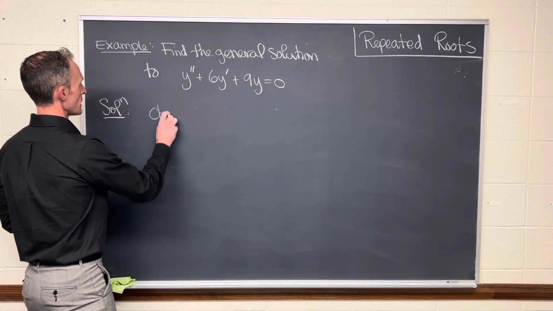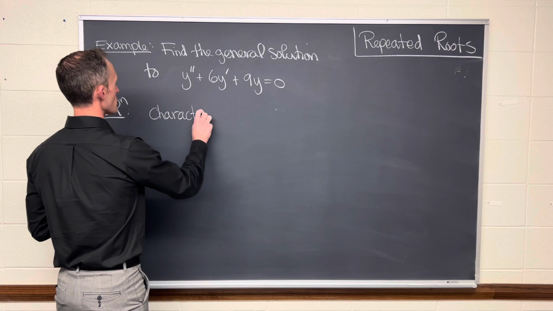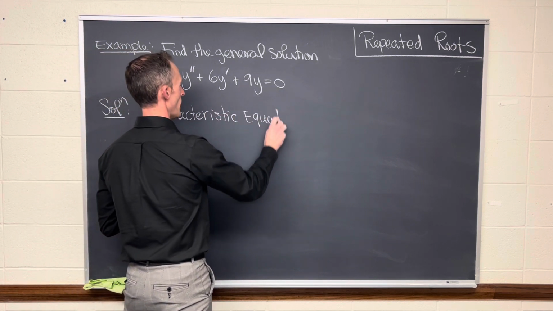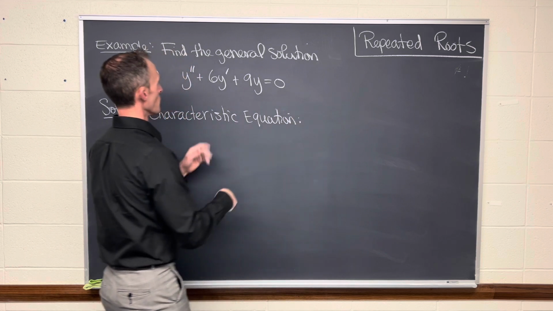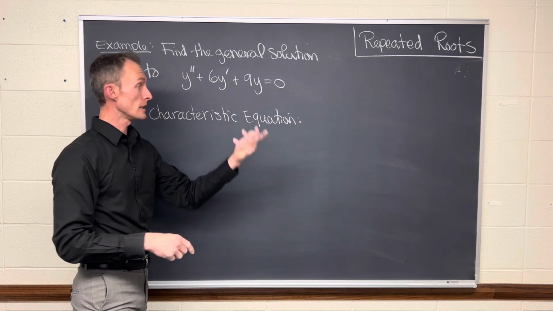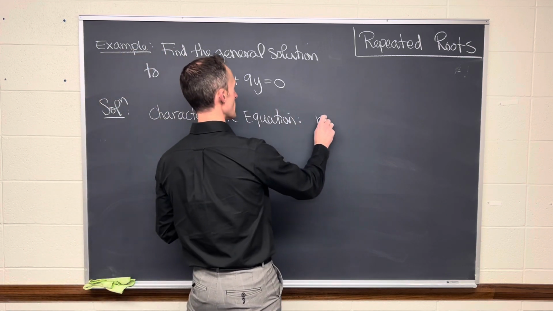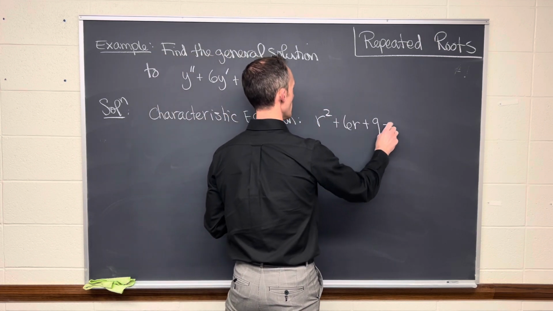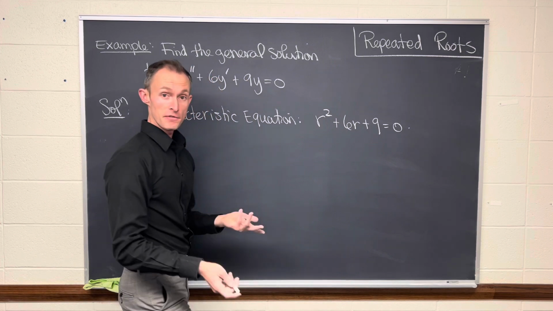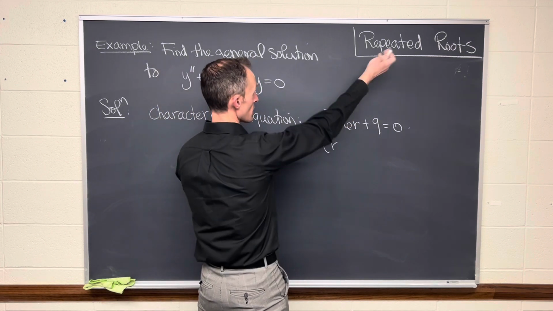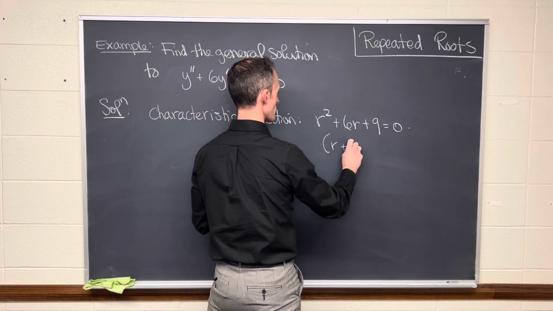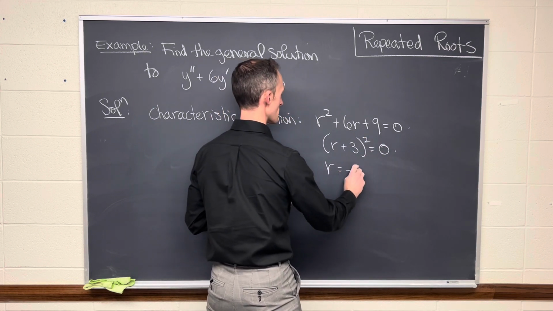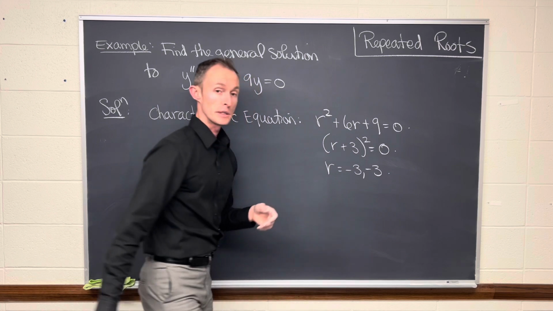So remember, the first thing is, what is the characteristic equation? And that's found just by replacing the y with e to the rt and all of that. So what do I end up getting at the end of the day? I get r squared plus 6r plus 9 equal to 0. How does that factor? Well, it's the section on repeated roots. So this is (r plus 3) squared equal to 0. So that tells me r is minus 3 and minus 3.